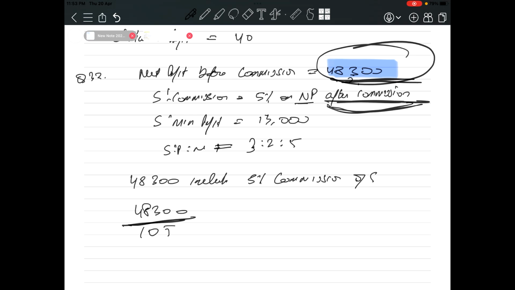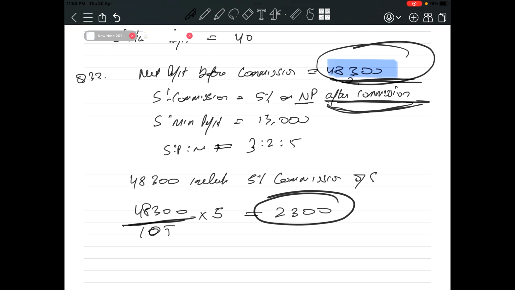So if I divide 48,300 by 105%, I will get the figure for 1%. Now, if I divide 48,300 by 105, I will get the figure for 1%, and if I multiply it by 5, I will get the amount for 5%. So I will get the commission amount. The commission amount is 2,300. I hope this is a bit tricky.